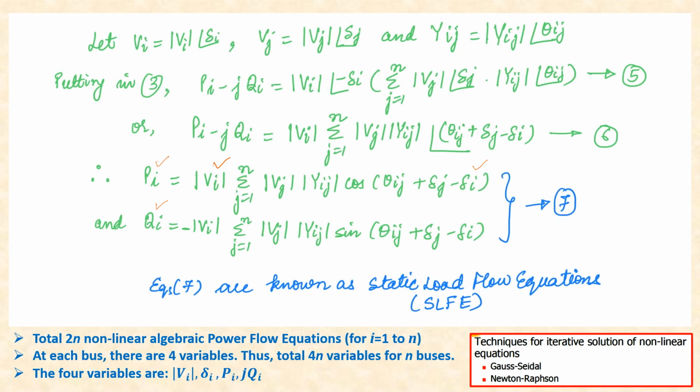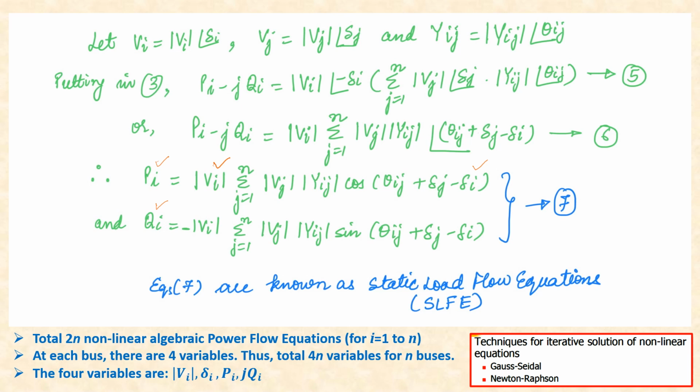Let us define the voltages at the ith and jth nodes and the admittance Yij between the ith and the jth nodes in polar form, and substitute these in equation number 3 to obtain equation number 5, and rearrange the terms to obtain equation number 6. Again, we can separate the real and imaginary parts from equation number 6 in order to write the equations for the real power Pi and the reactive power Qi, denoted by equation number 7. The equations thus obtained are known as the static load flow equations. In short, we can also write them as SLFE.